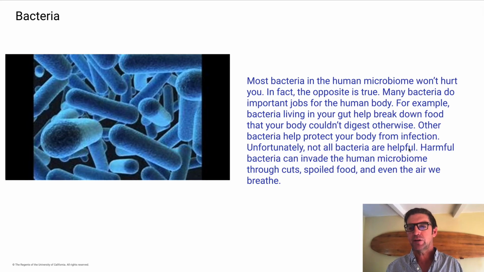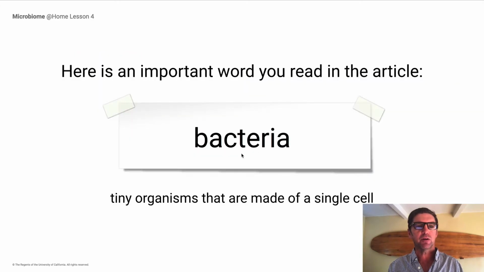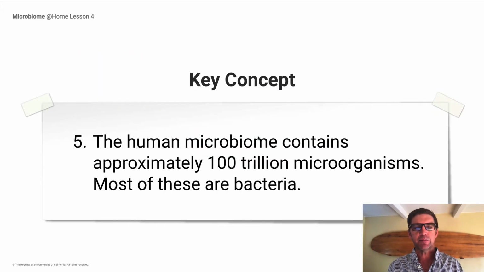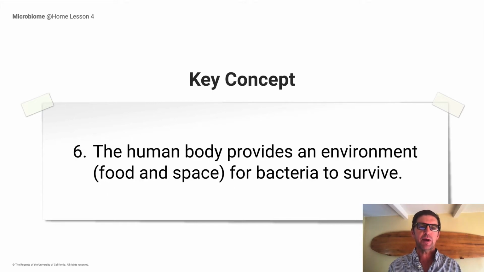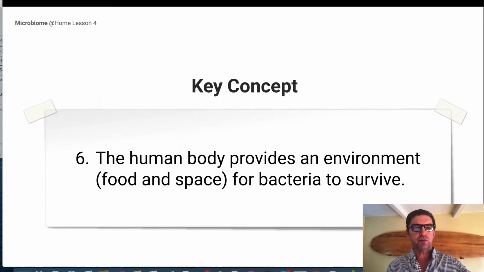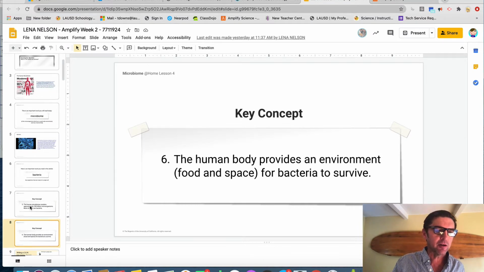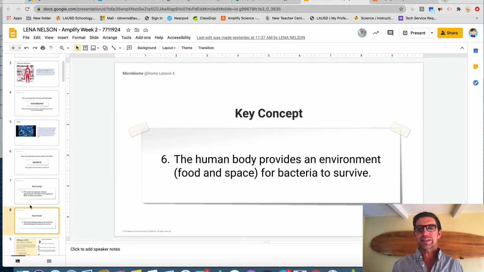Unfortunately, not all bacteria are helpful. Harmful bacteria can invade the human microbiome through cuts, spoiled food, and even the air we breathe. Notice some of those are facts from the article. Let's go down. We have our bacteria definition. Key concepts, 100 trillion microorganisms. Most of these are bacteria. And the human body provides an environment, food, and space for bacteria to survive. So that's a nice little overview of what we've been studying.